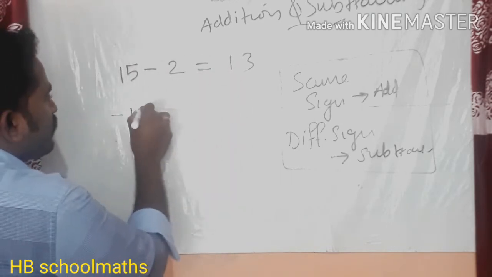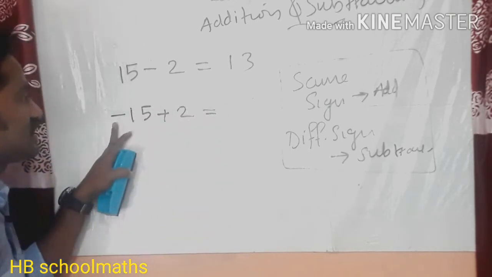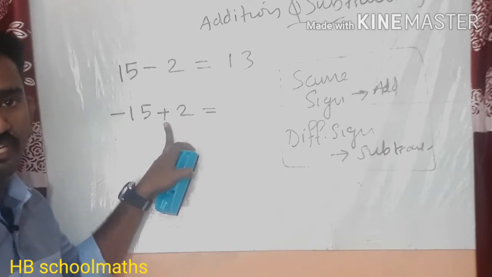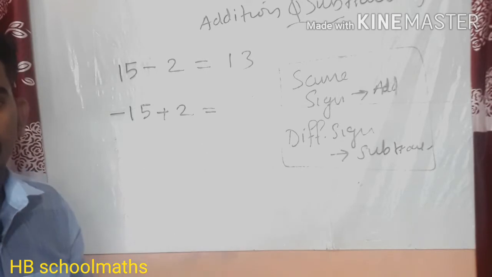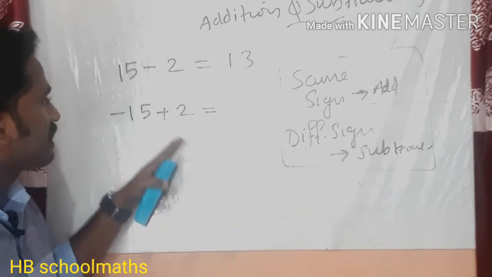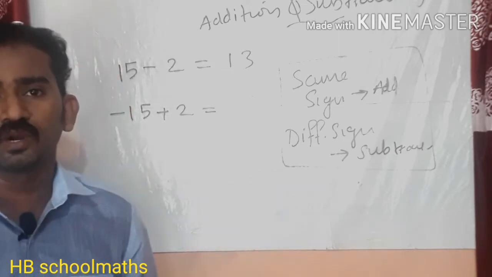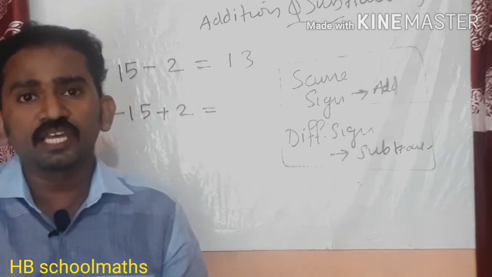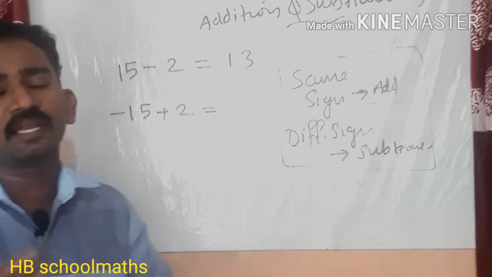Now one question: minus 15 plus 2. 15 is negative and 2 is positive. So it is a different sign, one number positive and one number negative. What will you do? We will subtract the integers. Every time, when different signs come, big number minus small number only. Suppose in a box 2 chocolates are there and someone tells you to take 10 chocolates from there. You cannot take like that. We can subtract only a greater number minus a smaller number.